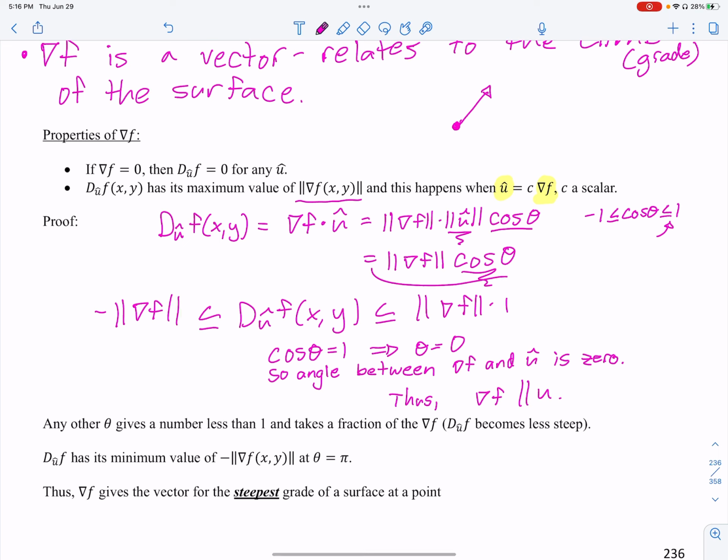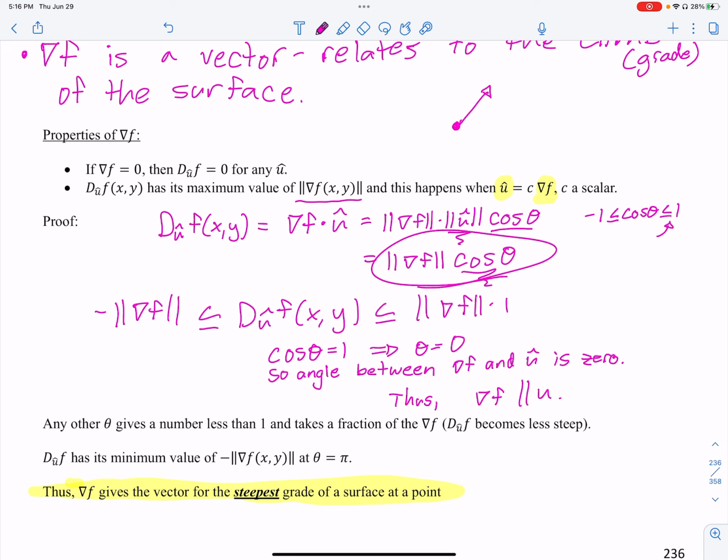That logic works the same right here. If I want the smallest it can be, it would be when cosine is -1. That is, again, the opposite direction. So it would give the negative. So the negative magnitude of the gradient gives you your minimum value. The killer here that's used everywhere is that the gradient of f gives the vector for the steepest grade of a surface at a point. It's the quickest way out of wherever you are.